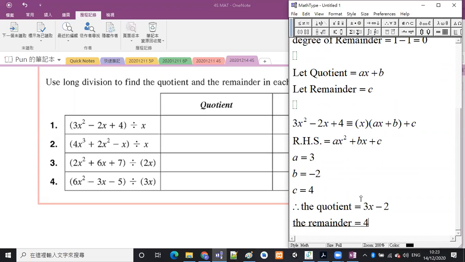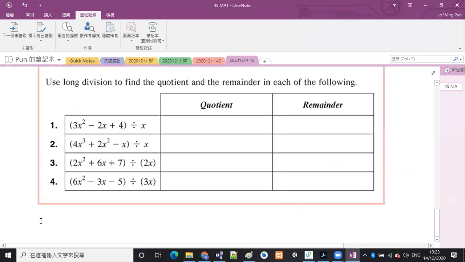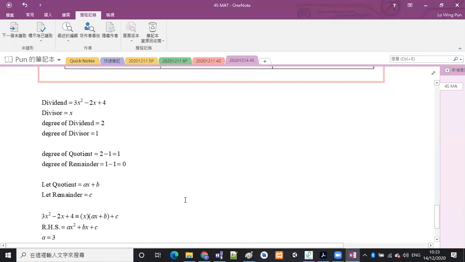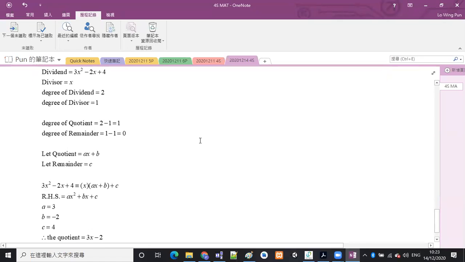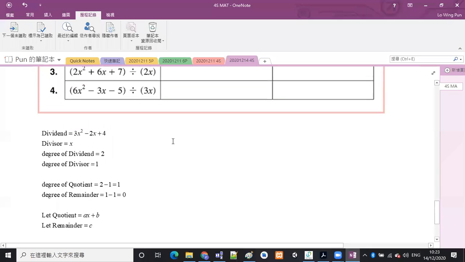Can you get this? So this one is number 1.